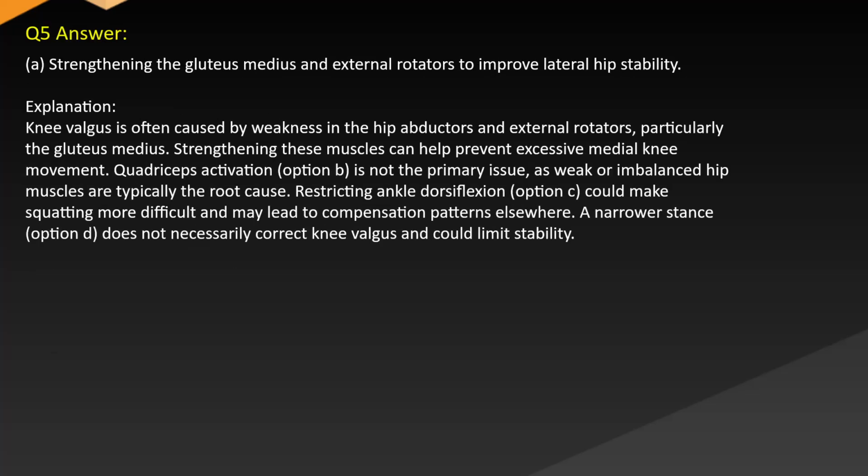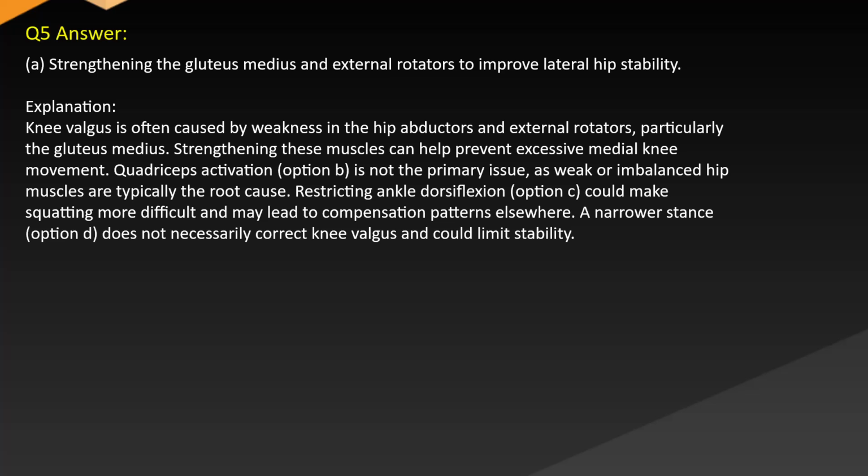Answer A. Strengthening the gluteus medius and external rotators to improve lateral hip stability. Explanation. Knee valgus is often caused by weakness in the hip abductors and external rotators, particularly the gluteus medius. Strengthening these muscles can help prevent excessive medial knee movement.